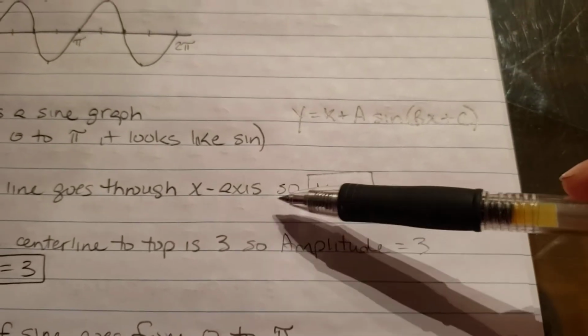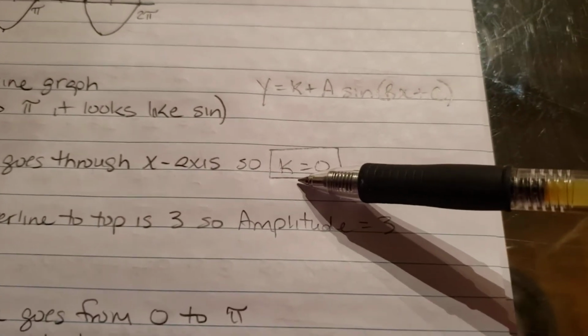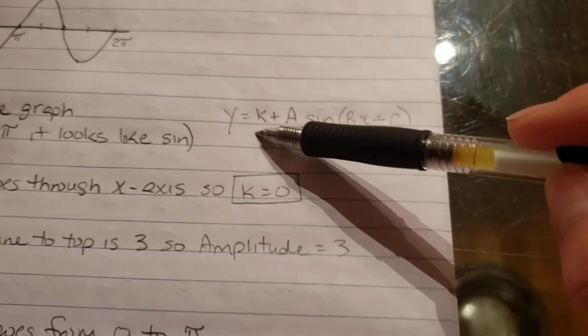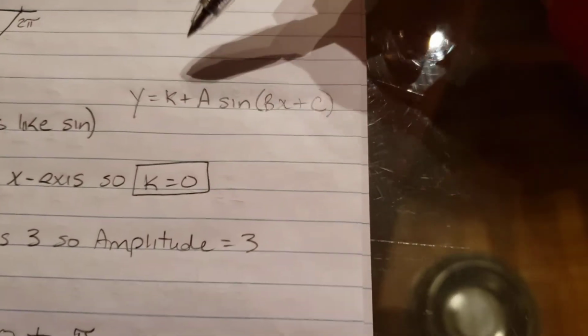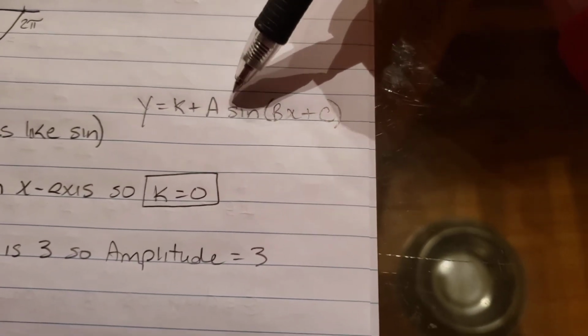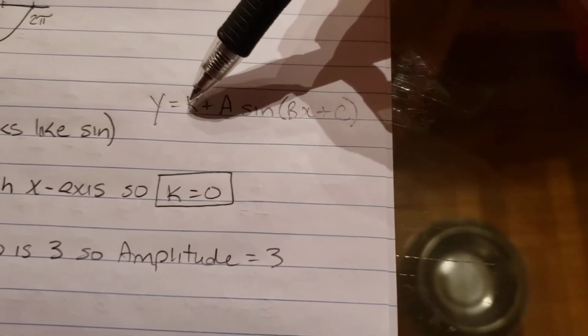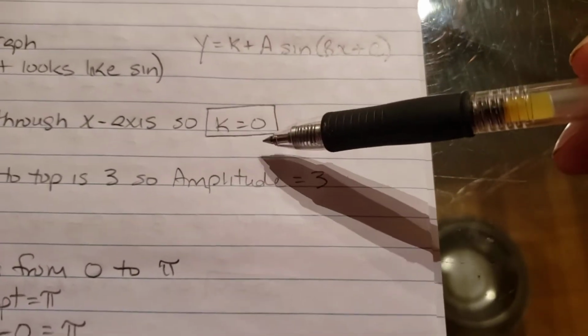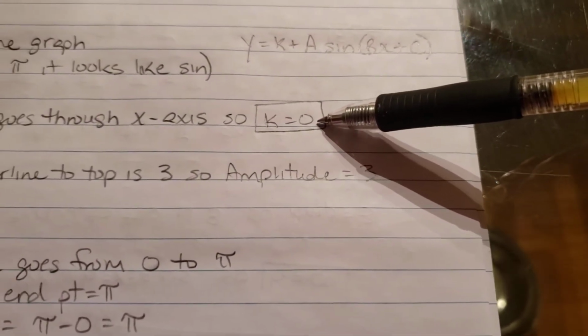Okay, so whatever the center line is, that's our value of k. So this is the general equation that we're using right here. Since we decided that we're doing a sine graph, our general equation for sine is y equals k plus a sine of bx plus c. This k in the front is how much your graph is shifted up or down. Since it's not shifted up or down, that's why our k value is 0.